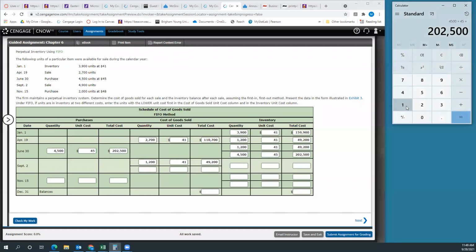So to figure that out, I'm just going to say I sold 4,900. 1,200 of them were the older units. So 3,700 of them must have been the newer units, or the ones that cost me $45. And then 3,700 times 45 is 166,500.